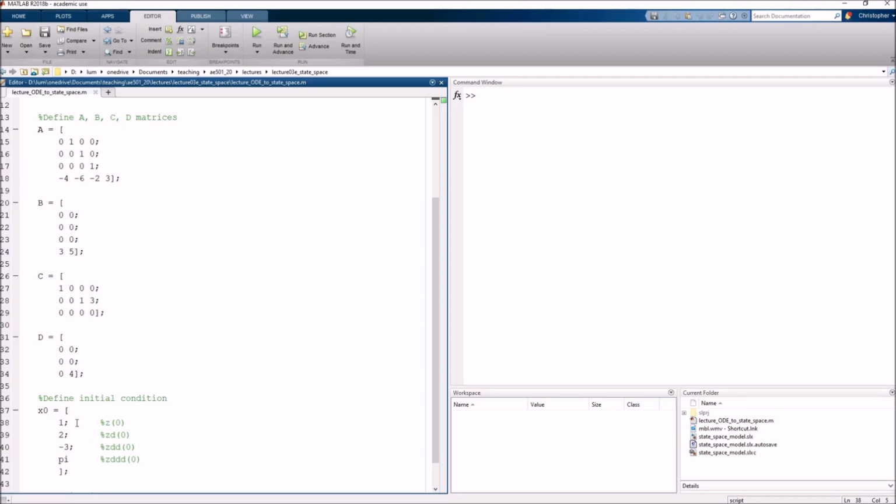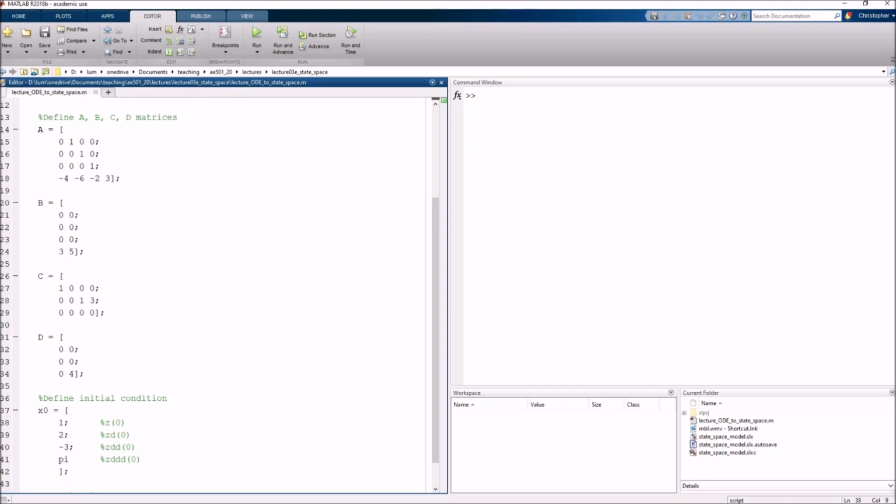And again, keep in mind the way that we ordered the state vector: the first state was z, the second state was z dot, the third state was z double dot, the fourth state was z triple dot. So therefore, these initial conditions, this is the initial z value of 1. The initial velocity should be 2, etc. Just keep in mind that with our state space representation, we still have 4 initial conditions, but they are all stacked up together into a single vector, right?